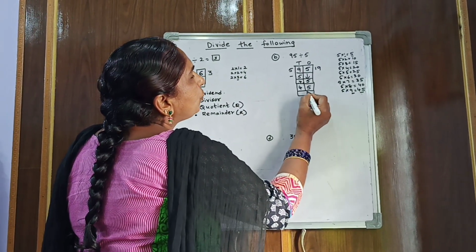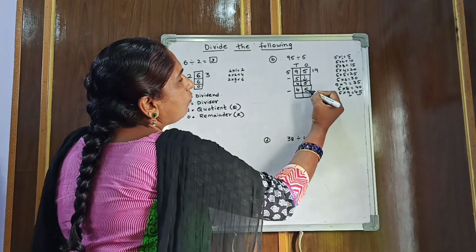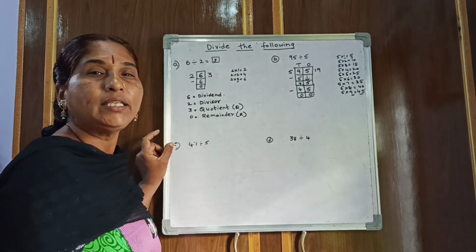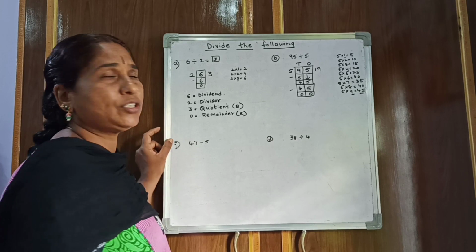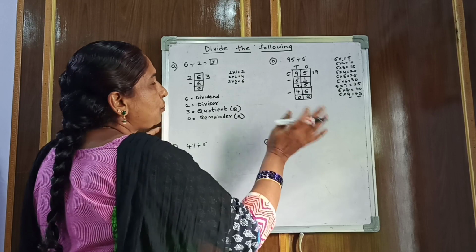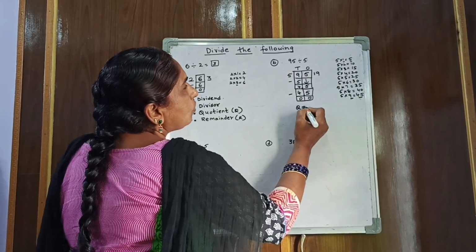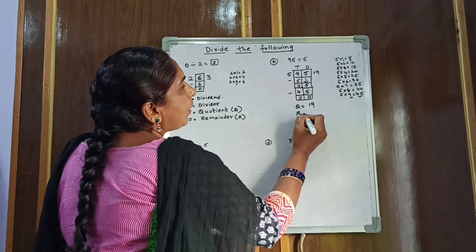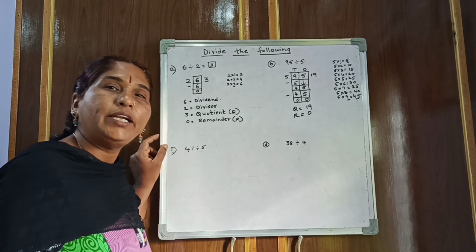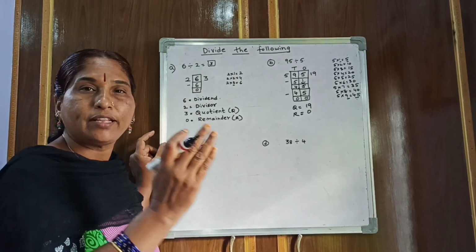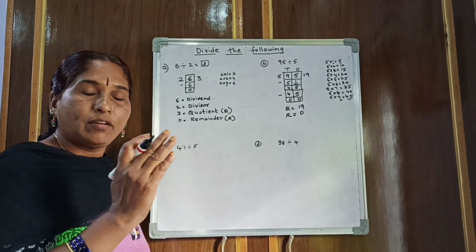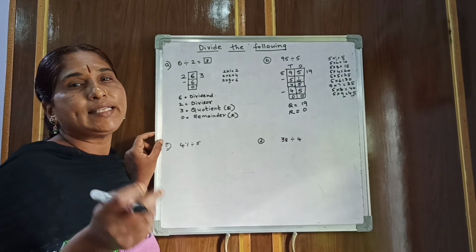Again after writing, what should you do? You have to subtract. 5 minus 5, 0. 4 minus 4, 0. So the remainder is 0. Is it clear, children? So no need of writing 95 dividend, 5 divisor. Just write Q, quotient is equal to 19, and R, remainder is equal to 0. So this is the way you have to do the division sum. First you take the first number and multiply with it. After completing multiplication with the first number, then you go to the second number.